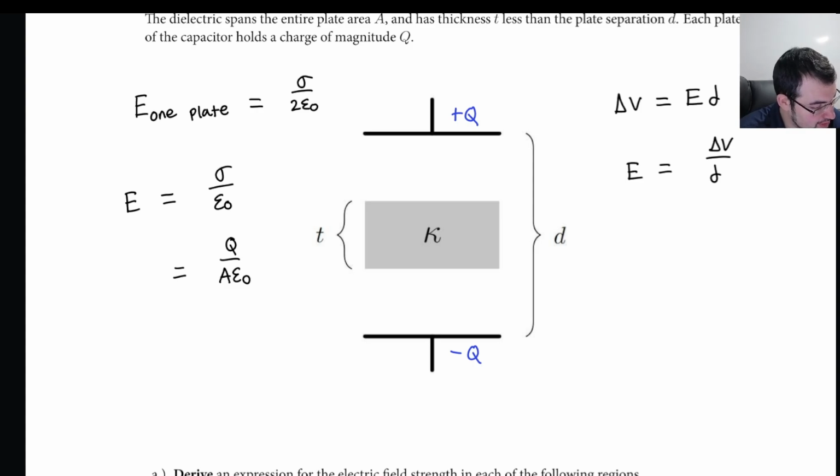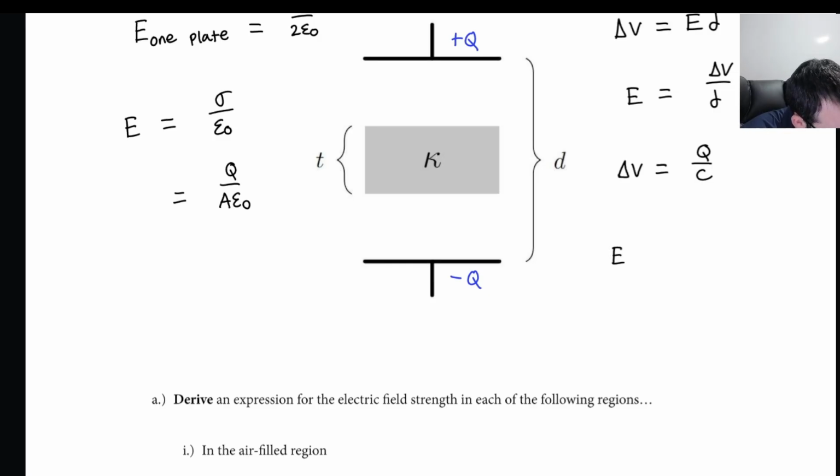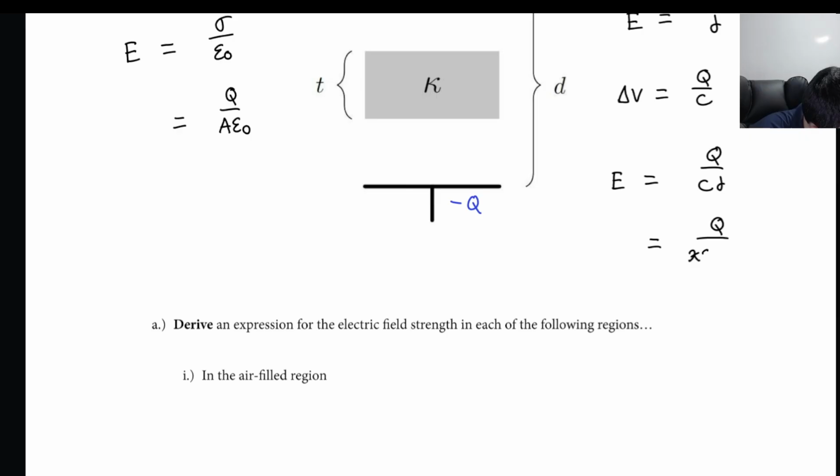We could also do some more manipulating, because we know that delta V is equal to Q over C for a capacitor. So E would be equal to Q divided by CD. And we actually know what C is for a capacitor. It's kappa epsilon naught A over D. So if we do that, times D, we get the expected result, because the D's cancel and everybody else is on the bottom.